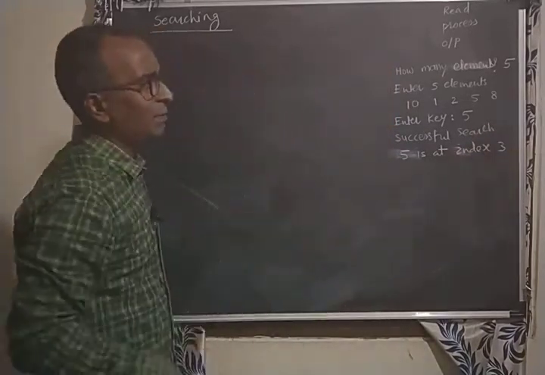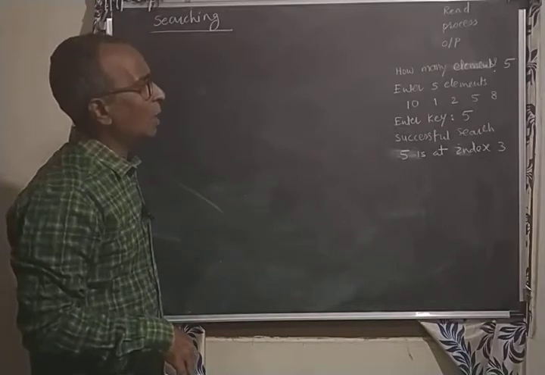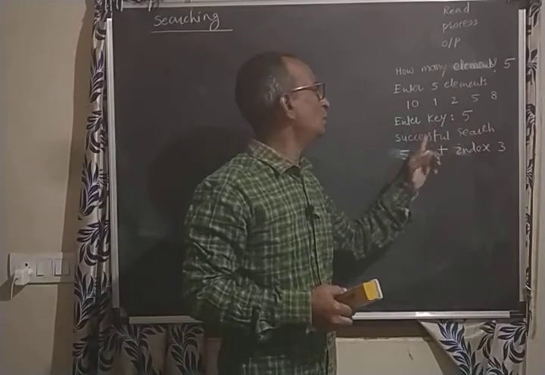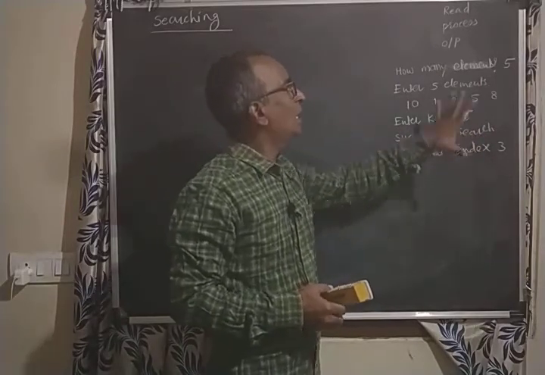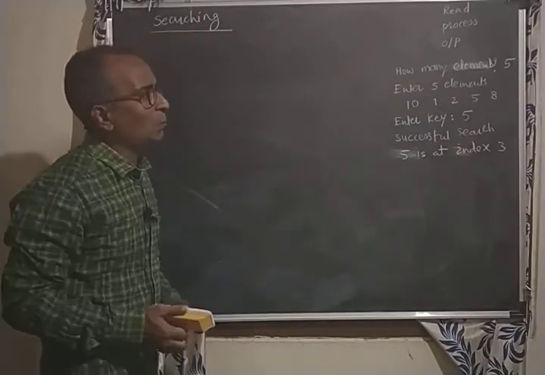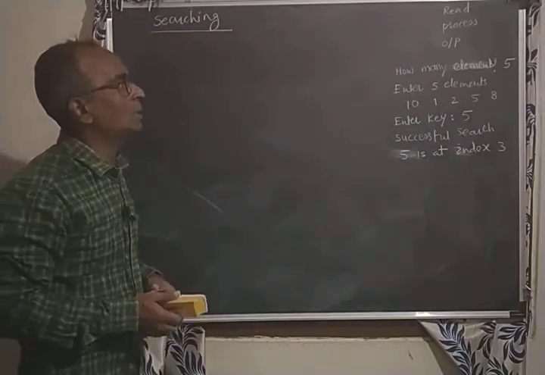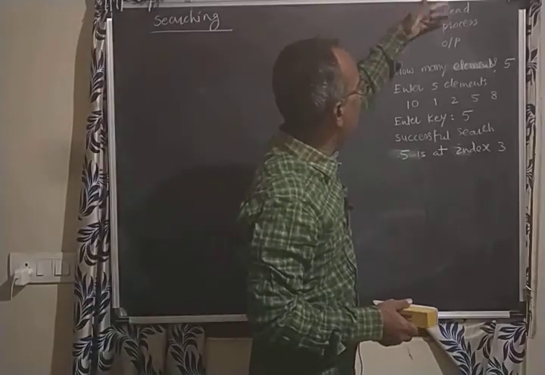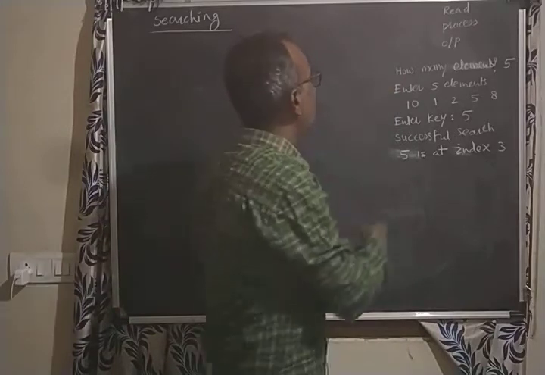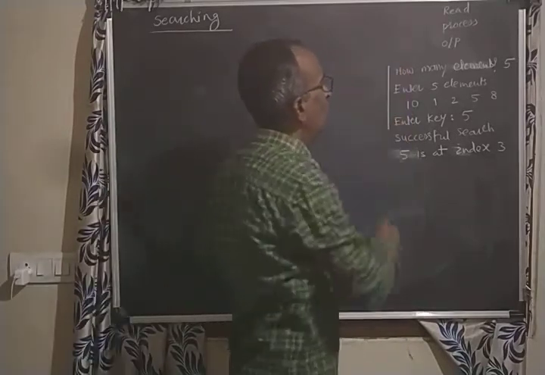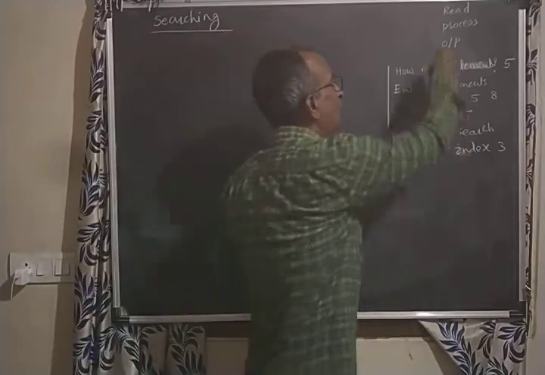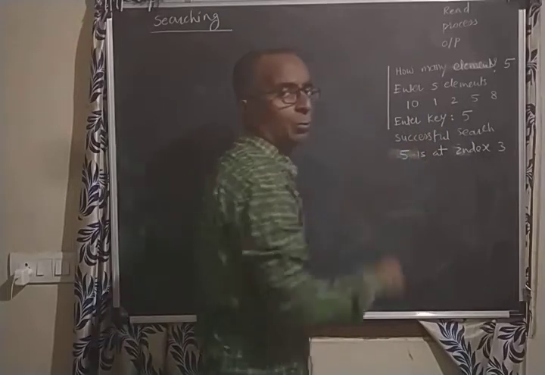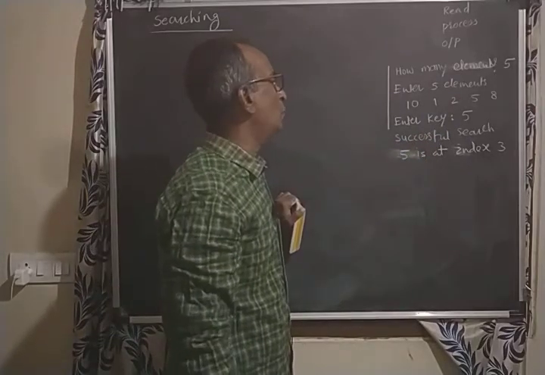So this kind of output we want. Suppose key entered is 100, what it should say? Unsuccessful search. Now this is the expected output I want to show or implement this linear search method. So see these 3 things, this will form reading of inputs. Then there will be processing to search this 5 into this list and printing this output. So these 3 steps we want to follow.